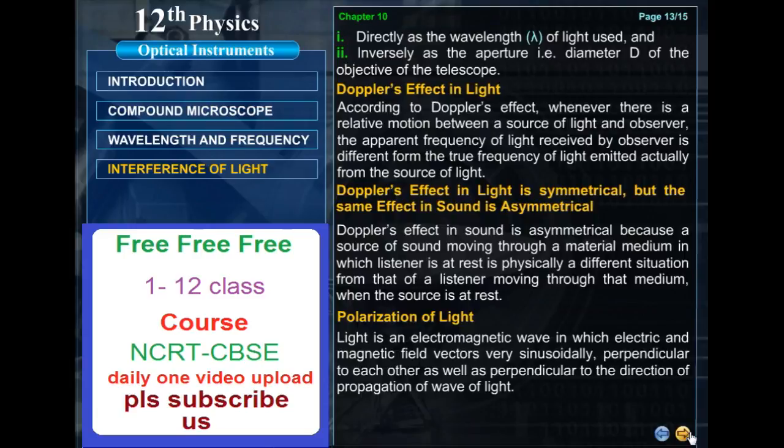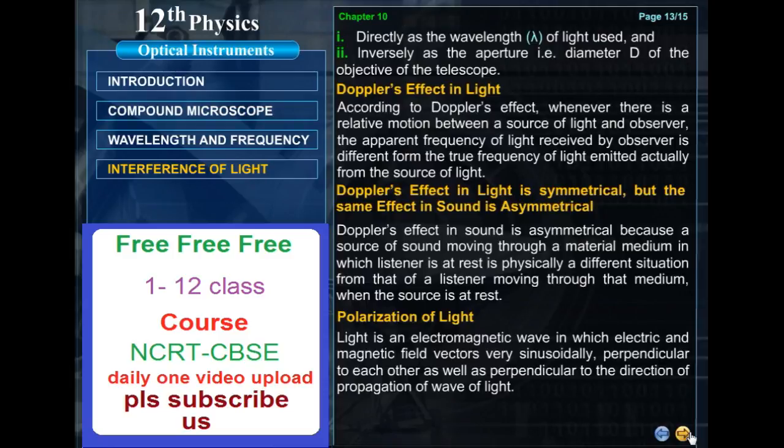Doppler's effect in light. According to Doppler's effect, whenever there is a relative motion between a source of light and observer, the apparent frequency of light received by the observer is different from the true frequency of light emitted actually from the source of light. Doppler's effect in light is symmetrical, but the same effect in sound is asymmetrical. Doppler's effect in sound is asymmetrical because a source of sound moving through a material medium in which the listener is at rest is physically a different situation from that of a listener moving through that medium when the source is at rest.